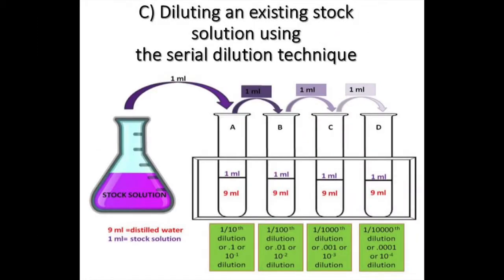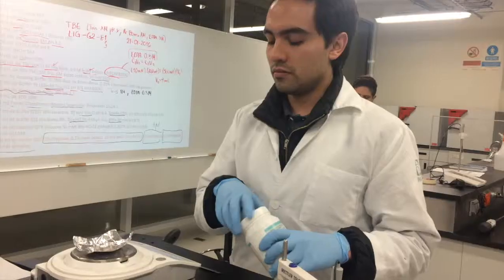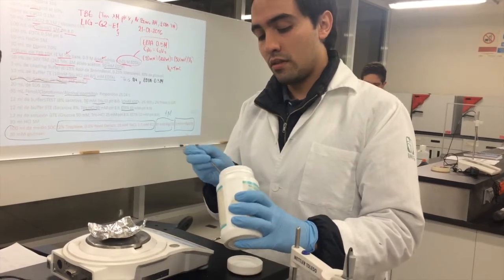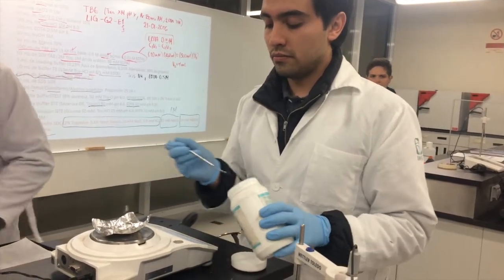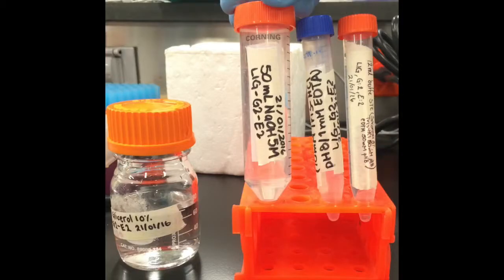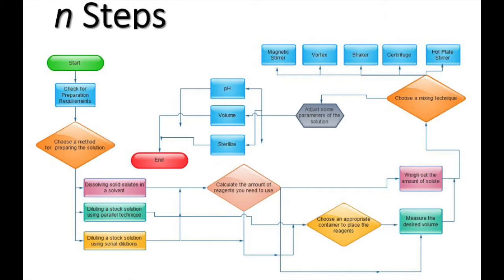Diluting an existing stock solution using the serial dilution technique. Step 3. Calculate the amount of reagents you need to use. Step 4. Choose an appropriate container to place the reagent. The following steps depend on the method you have chosen.